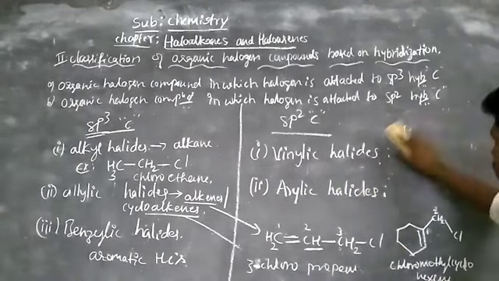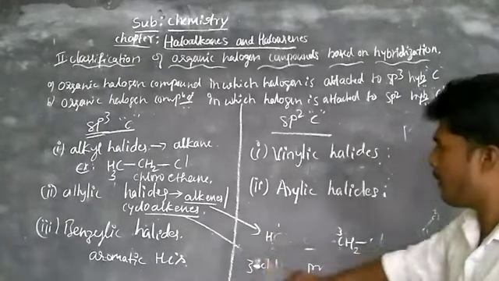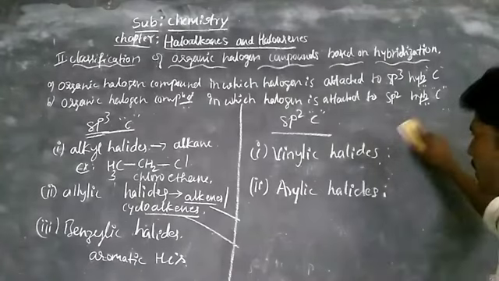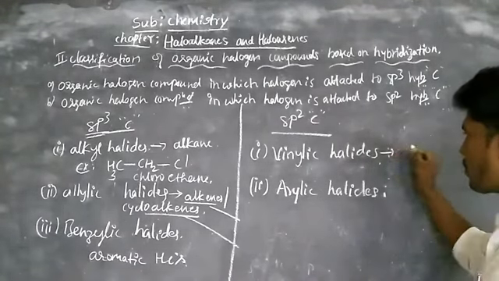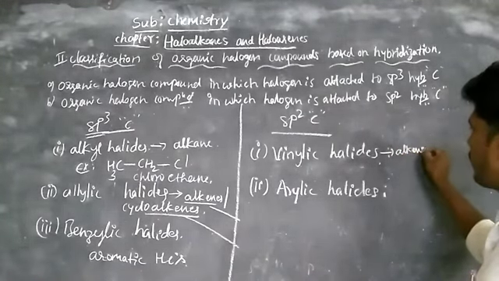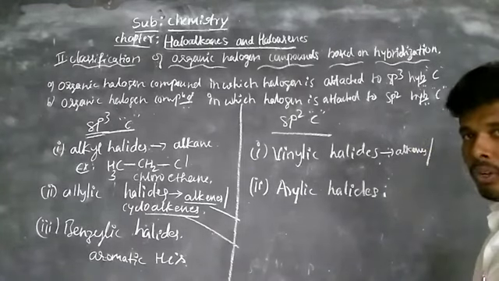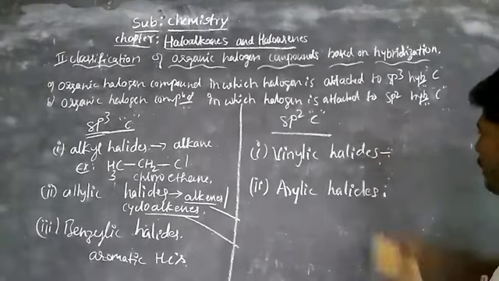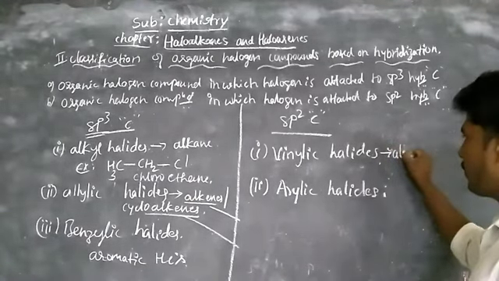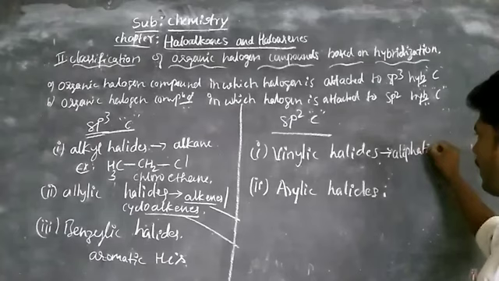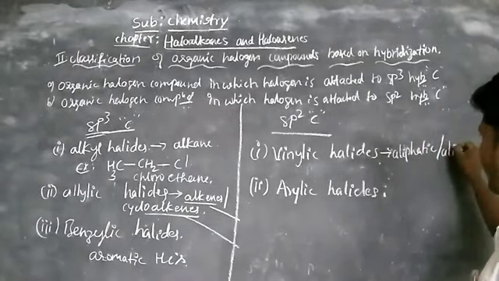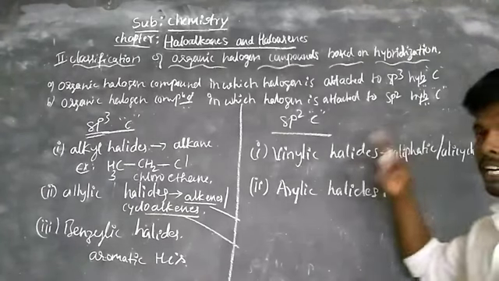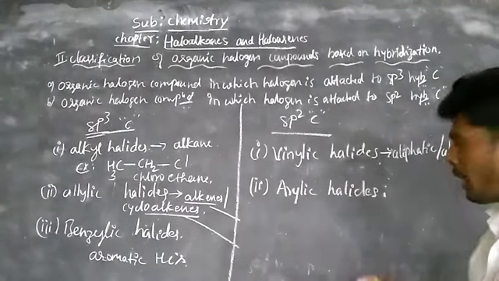So here also, how is this defined? Vinylic halides are defined as the monohalogen derivatives of alkenes or cycloalkanes. That is called monohalogen derivatives of aliphatic or alicyclic compounds in which the halogen atom is directly attached to the sp2 hybridized carbon.